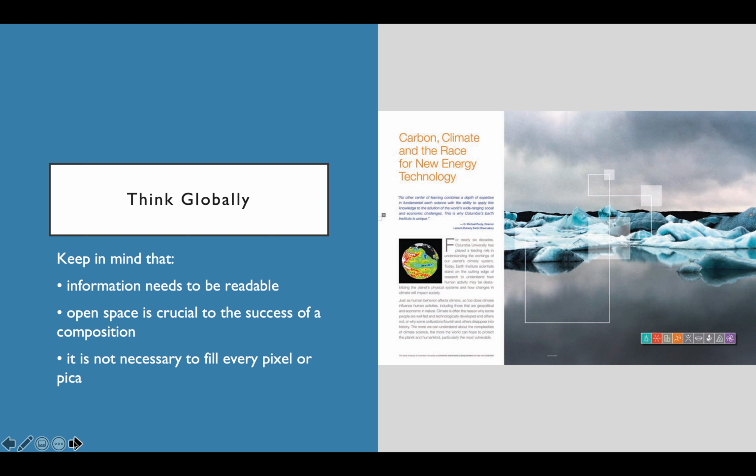So remember that no matter what, information has to be readable. In order for us to do our job right, you have to communicate. Open space, oases for your eye to rest, are really great for making your composition succeed, but they need to be well considered. Don't fill every pixel, every pica, every space. Don't fill the entire thing. Allow for those oases, but make sure that they're built into your design so that they feel like they're part of that whole. That's what I mean by thinking globally, thinking about the entire piece from beginning to end, including the covers.